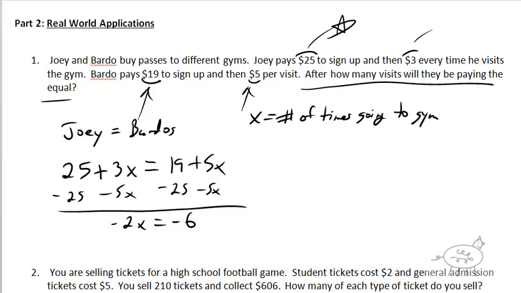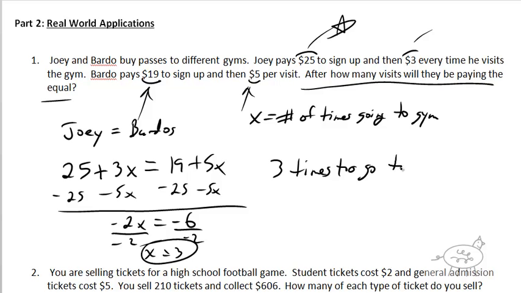Okay? And then I divide both sides by negative 2, so x equals 3. So that's the deal. It'll take 3 times going to the gym to break even.